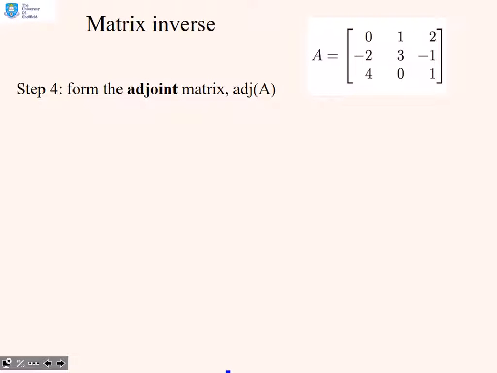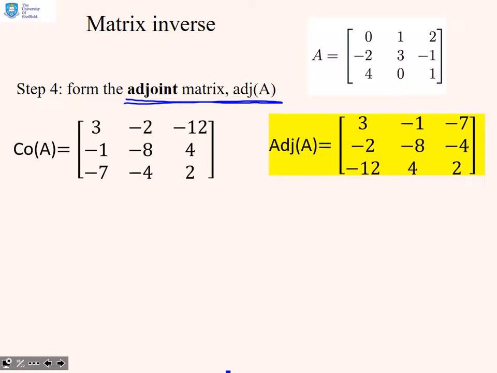Right, so in order to get the matrix inverse, what we've got to do now is find the adjoint matrix. And you remember, the adjoint is simply the transpose of the cofactor. So you'll see this minus 12 has gone down there because that's what the transpose does. This minus 2 has gone there, and so on. So all we've done is transpose the cofactor matrix to give us the adjoint.